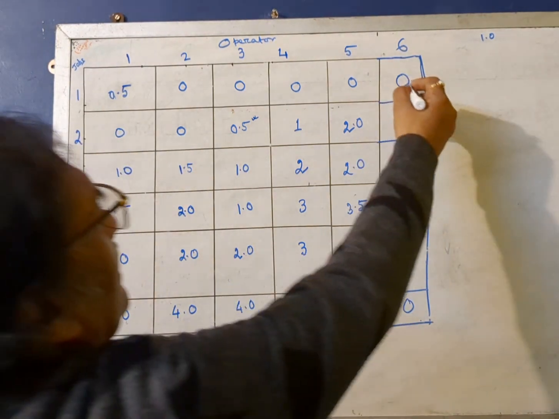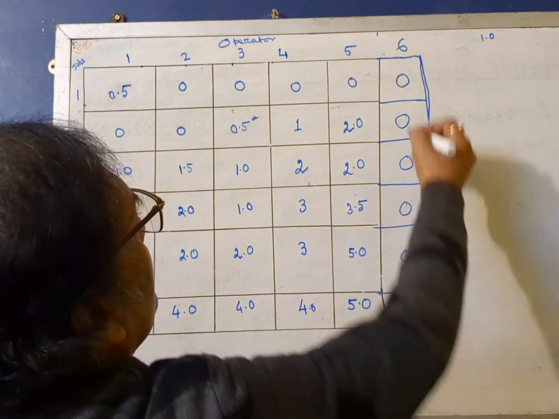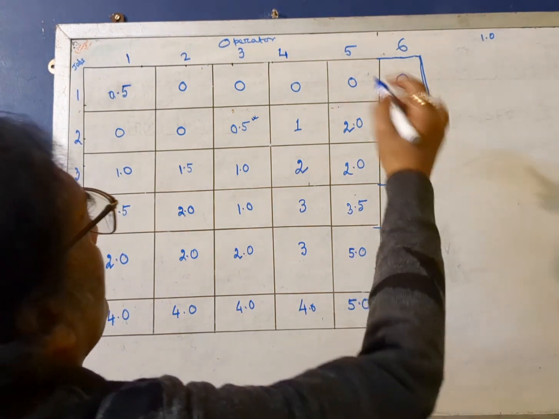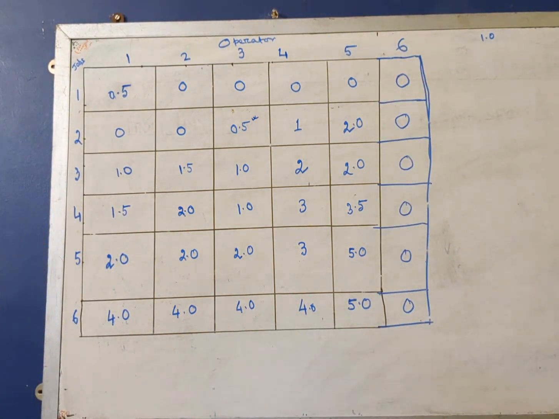That is the minimum element of this column, 0. And if you subtract 0 from all the zeros, it will remain the same. The row and column operations have been completed. Now, the next process. What is the next process?